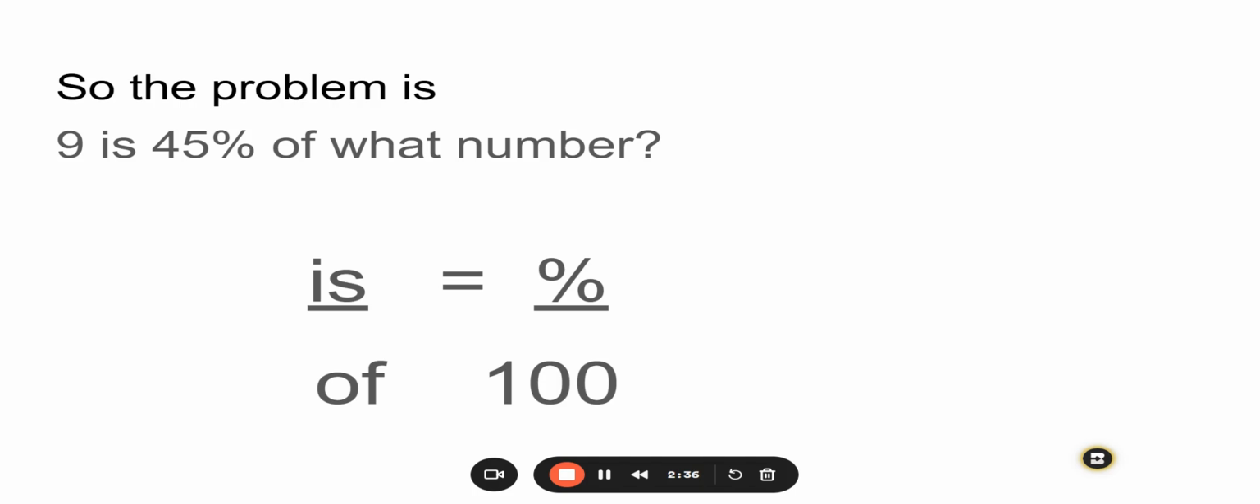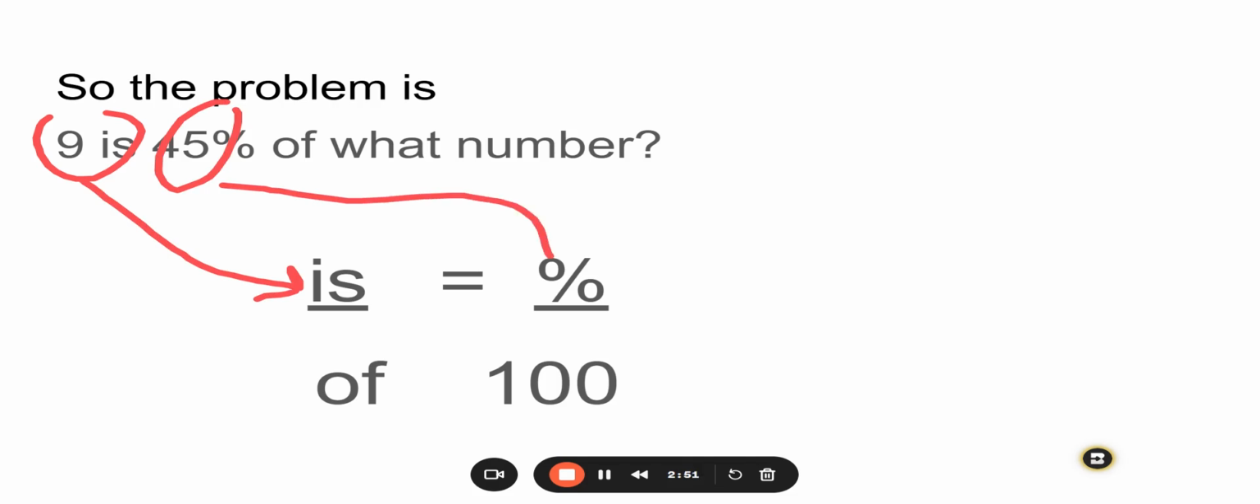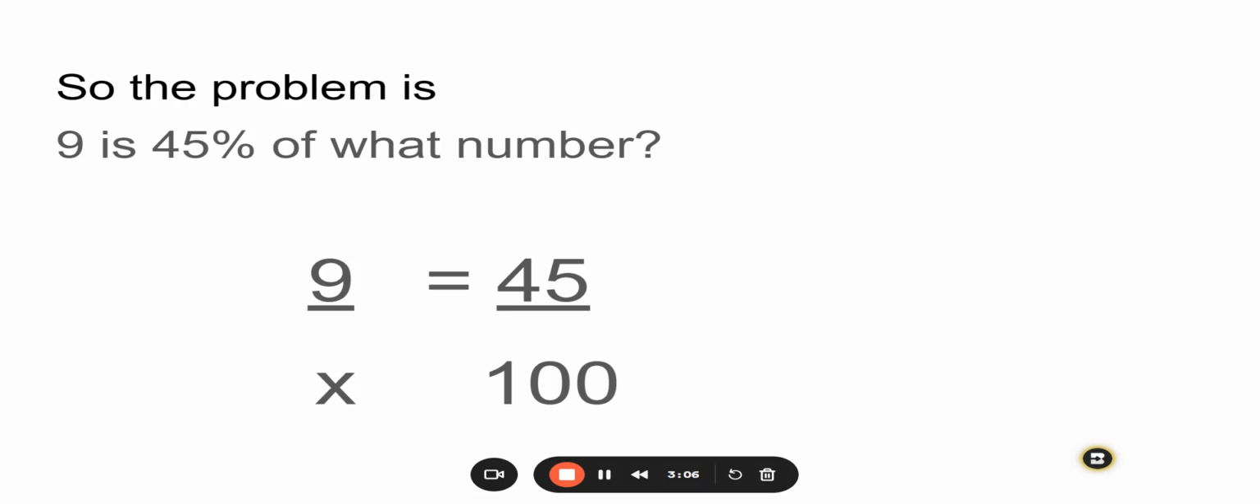This one says 9 is 45% of what number? So 9 is going to go right here where the word is, and then 45% is going to go where the percent sign is. It's always easy when they give us the percent because we know exactly where the percent is going to be. You guys are either going to struggle with knowing where to put the number that is supposed to go or where the number of is supposed to go. So it should look like this when it's all set up.